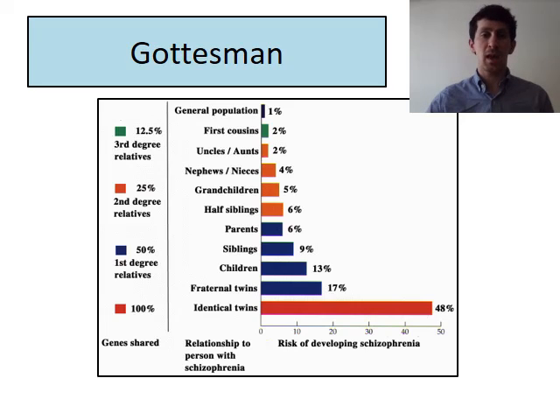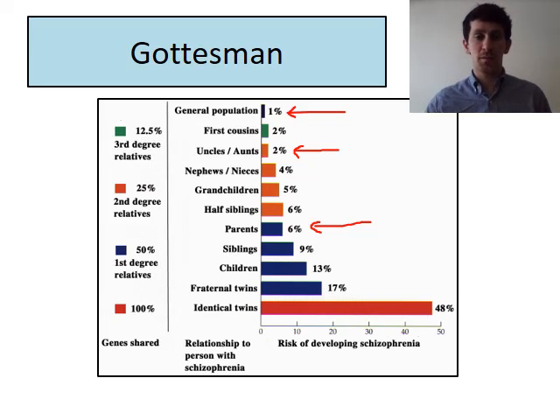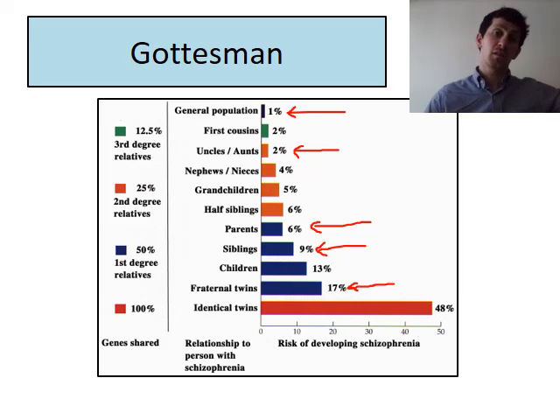You can see here that the general population has a 1% chance of developing schizophrenia. If you have an auntie or uncle who has schizophrenia, your chances increase to 2%. If you have parents who have schizophrenia, your chances increase to 6%. If you have a brother or sister who has it, you increase to 9%. If you've got a non-identical twin who has schizophrenia, there's a 17% chance. And if your identical twin has schizophrenia, there's a 48% chance you are going to develop it.